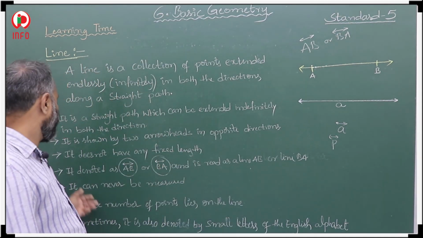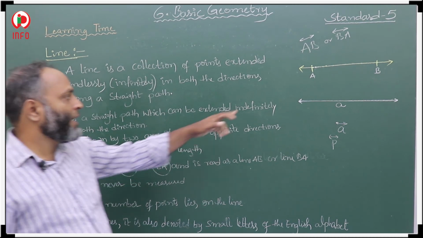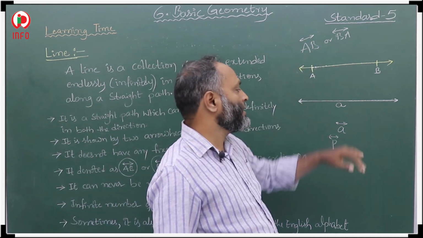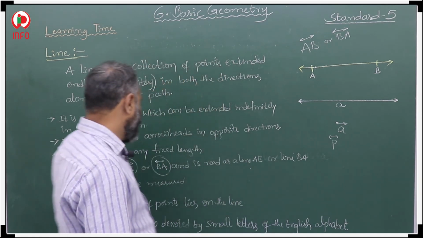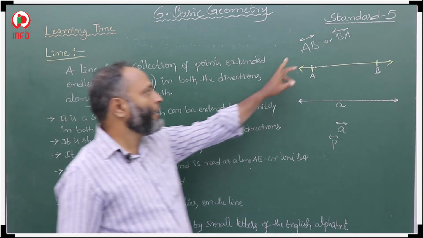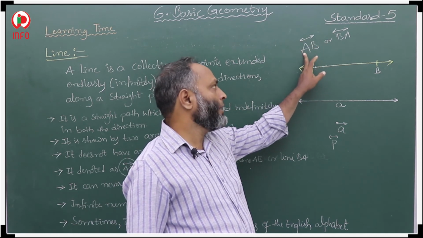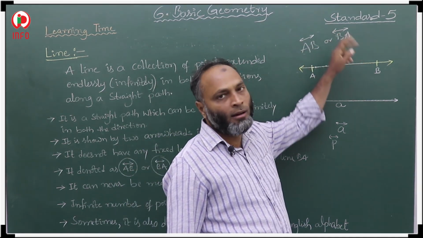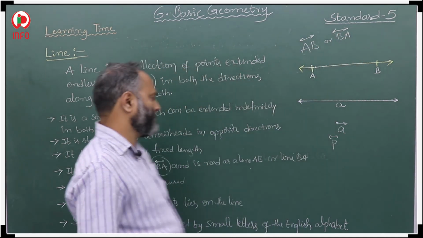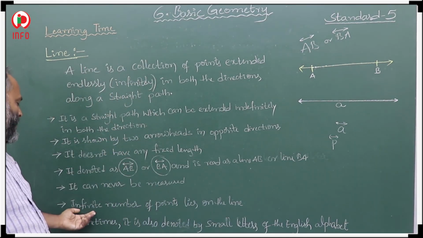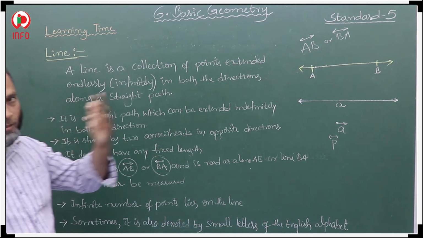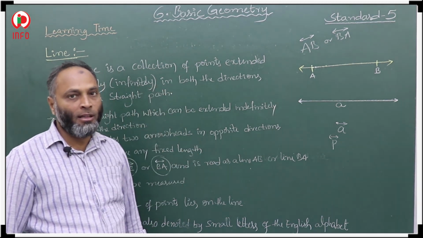So how is it denoted? Using capital letters like this, using a small letter like this. Then how to read this? Line AB or line BA. It can never be measured. Infinite number of points are there. That we know. So infinite points are there on the line.